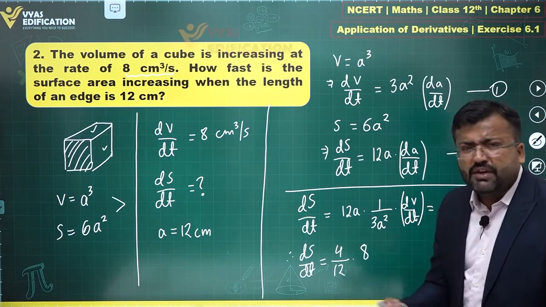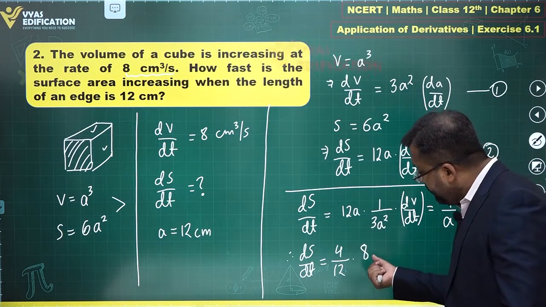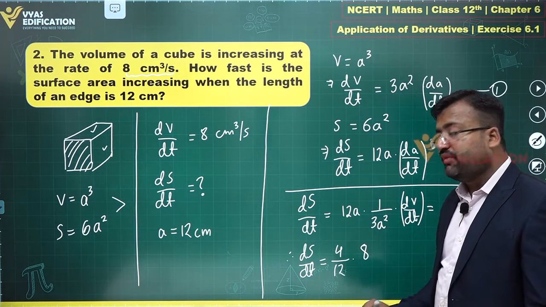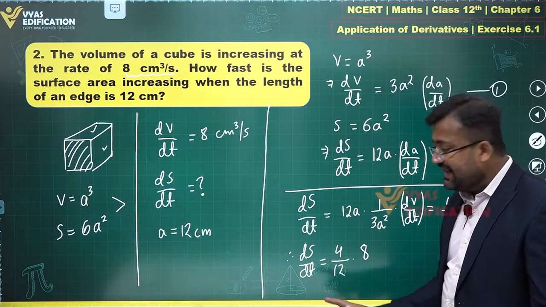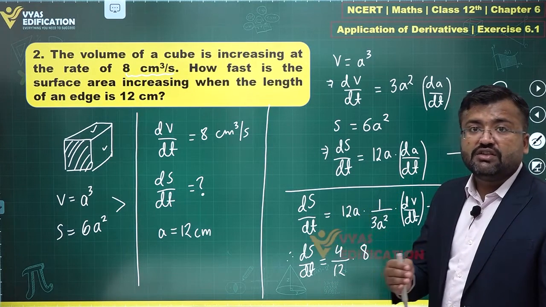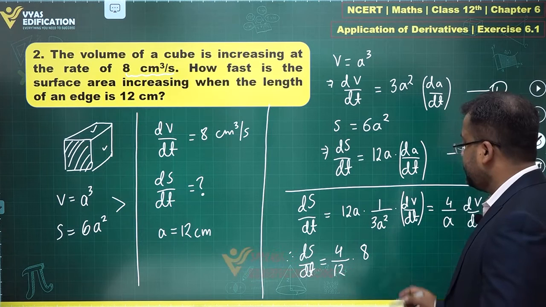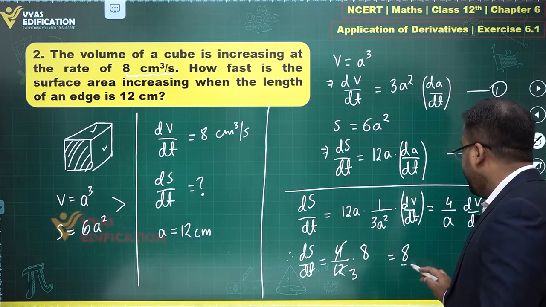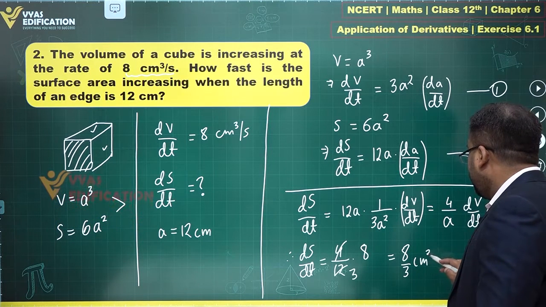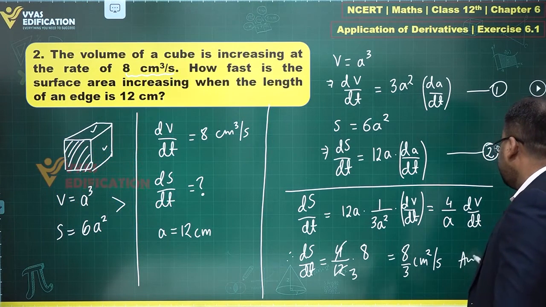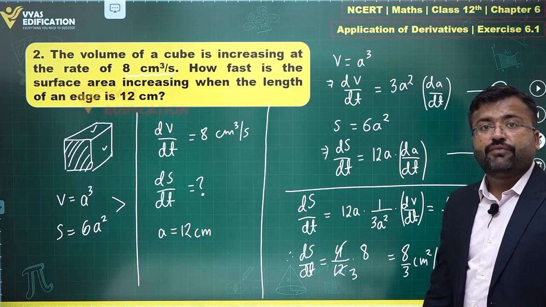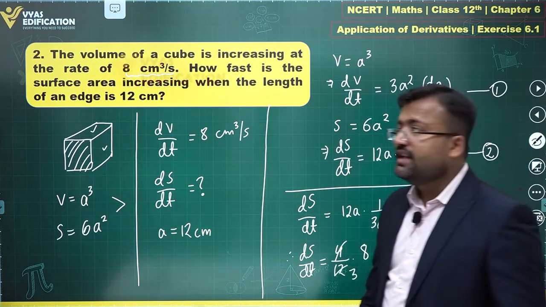What will be the final unit? You can guess the final unit by writing the units here only, or you can simply guess the unit with the help of this. This is in centimeter square and this is in seconds. So centimeter square per second will be the unit of this expression. This is equal to 8 by 3 centimeter square per second, and you can leave the answer at this stage. That's the complete solution for this question. Let's move on to the next one after this.